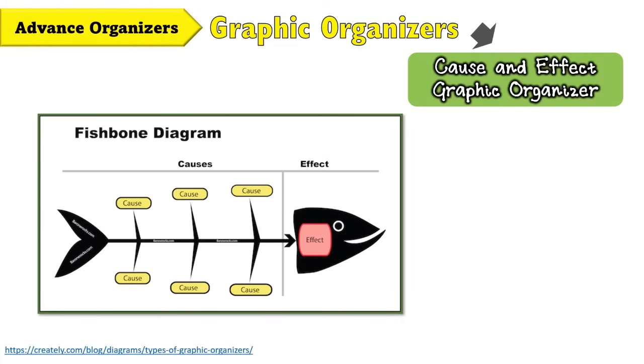Cause and Effect Graphic Organizer. This type of graphic organizer shows the causes and effects of an event. The cause is the reason why something has happened, and effect is the result of what has happened. Visualization helps clearly understand the different cause and effect relationships.